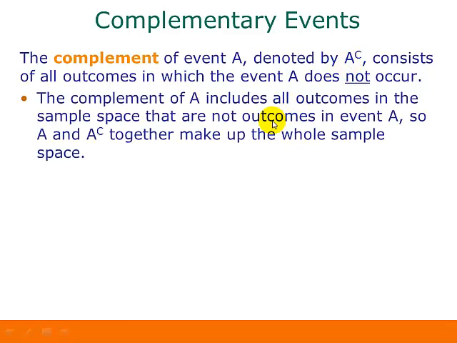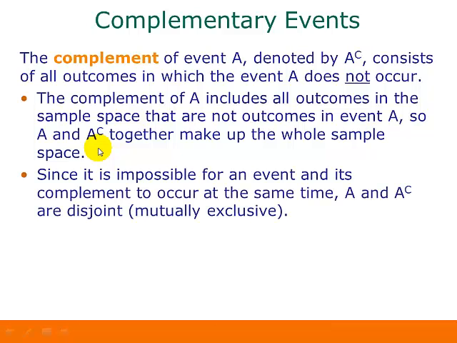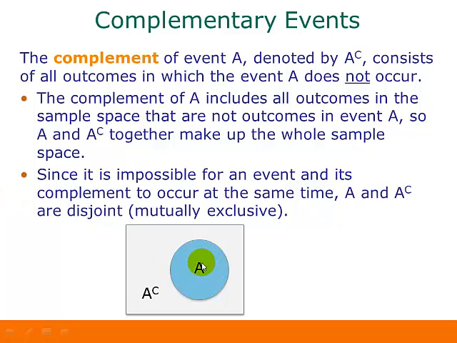If we look at the sample space, the complement of A includes all outcomes in the sample space that are not outcomes in the event A. So A and A complement together make up the whole sample space. Since it's impossible for an event and its complement to occur at the same time, A and A complement are disjoint, or mutually exclusive. One occurring means that the other one cannot be occurring at the same time.